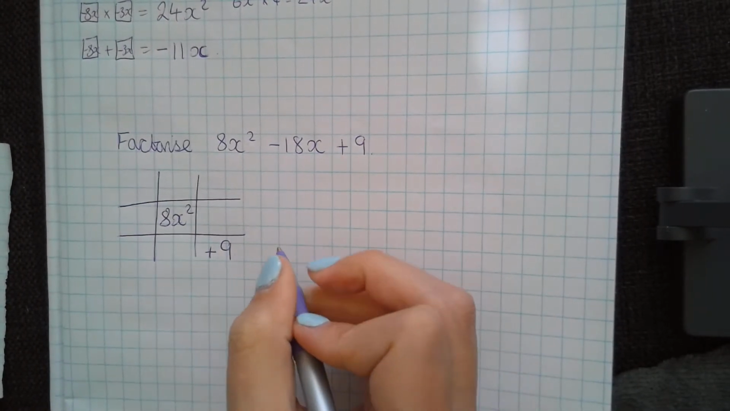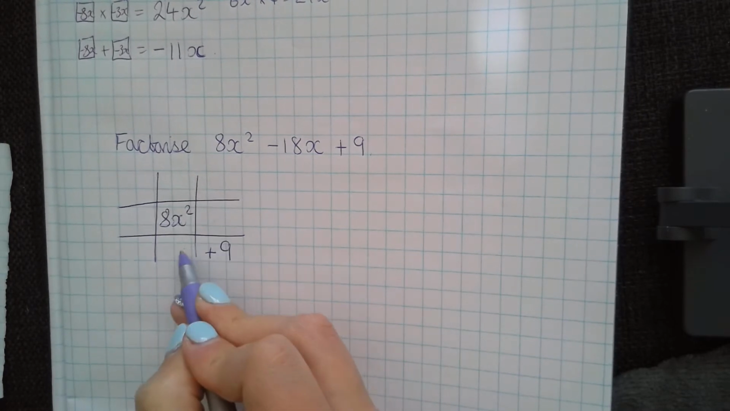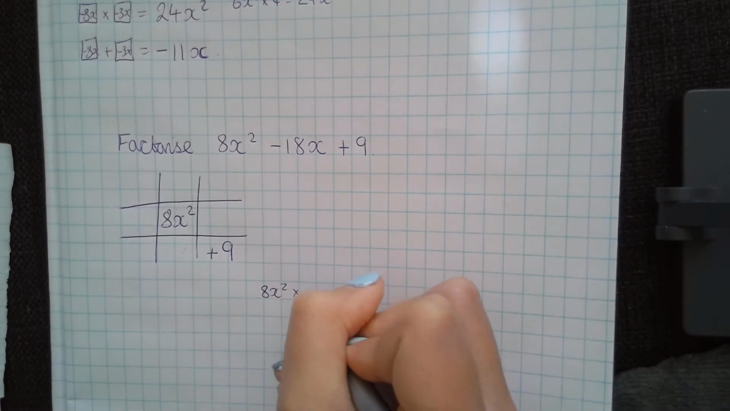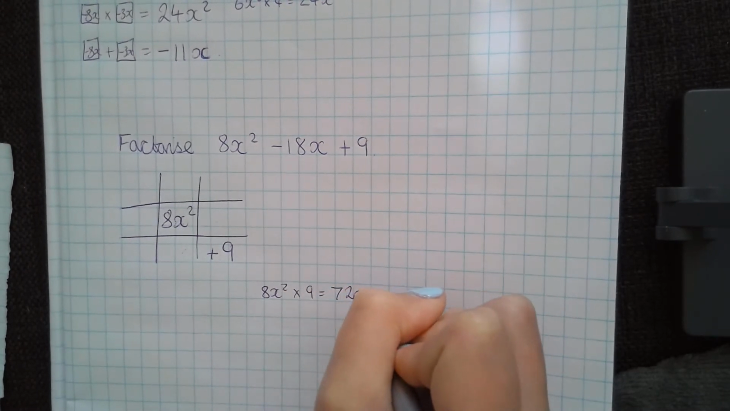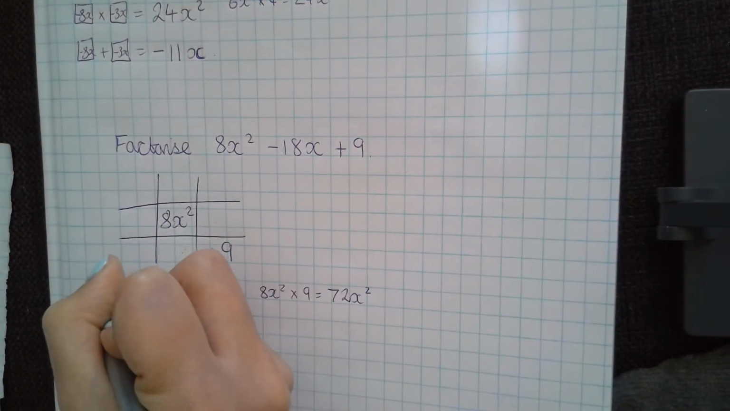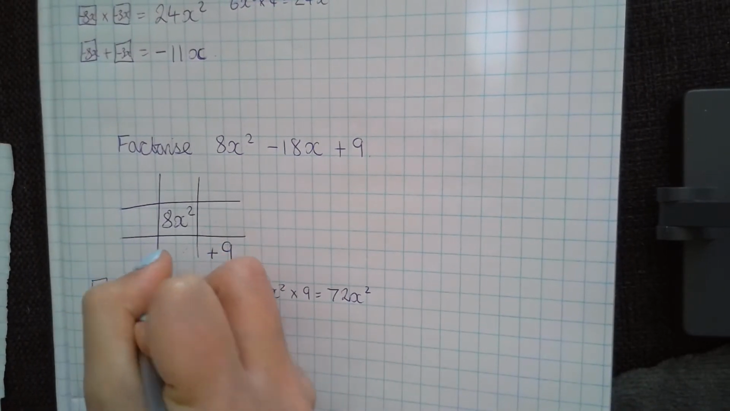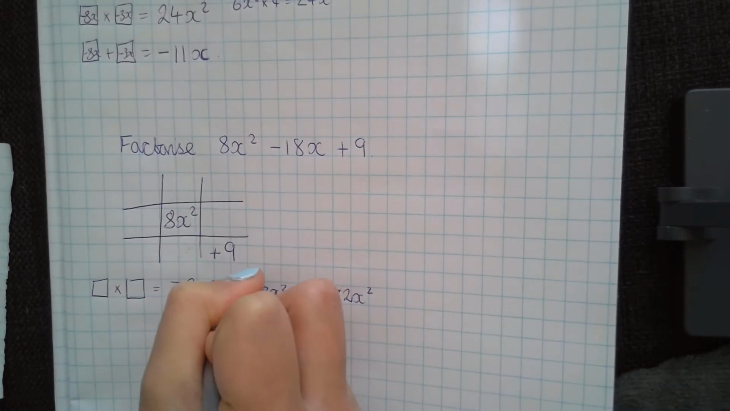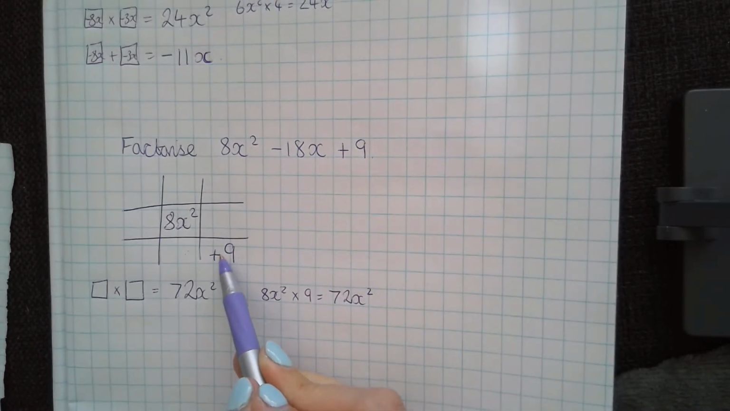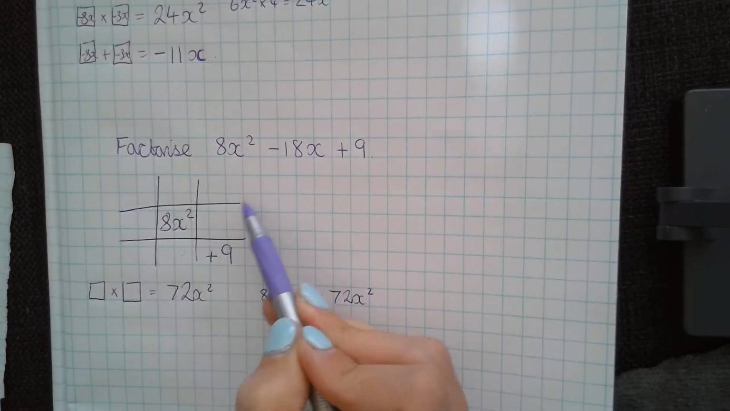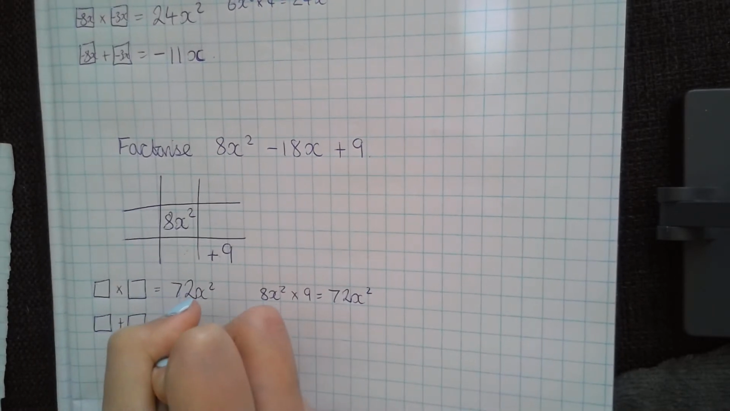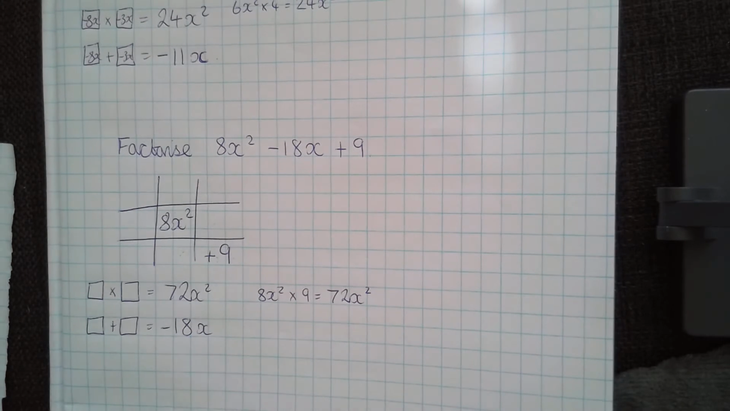These numbers times together make the same as these numbers times together. So 8x squared times plus 9. 8x squared times 9 is 72x squared. So I need two numbers that times together to make 72x squared. We've found the 8x squared, we've found the 9, so we just need to make sure they add to negative 18x. So I also need two numbers that add to make negative 18x.